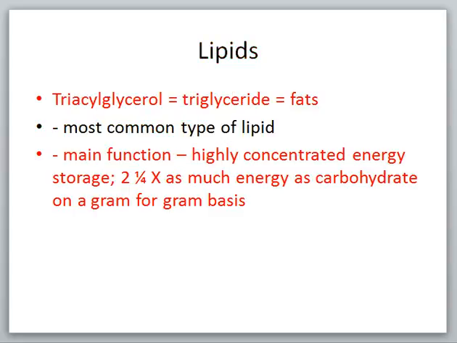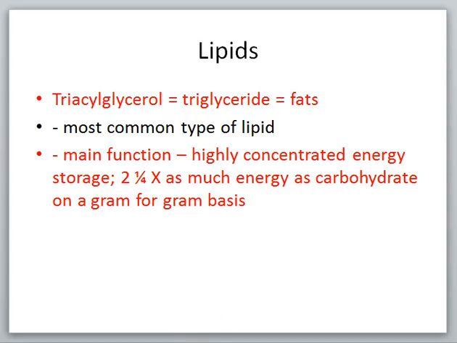Okay, the most common lipid that we encounter is triacylglycerol or triglyceride. Typically when you go to the doctor and they check your blood, they'll report on blood triglycerides. Your textbook uses the term triacylglycerol. Basically, it means fats and oils. Okay, so this is the most common type of lipid.